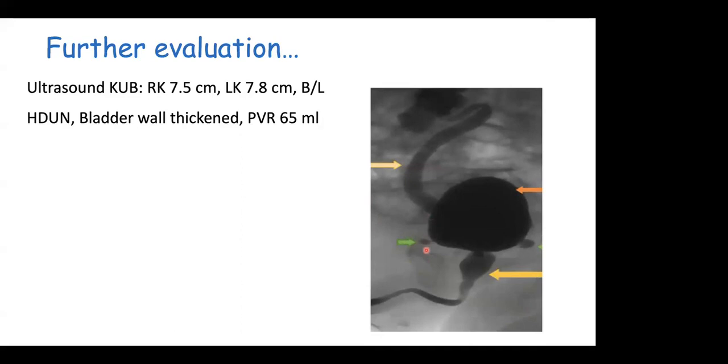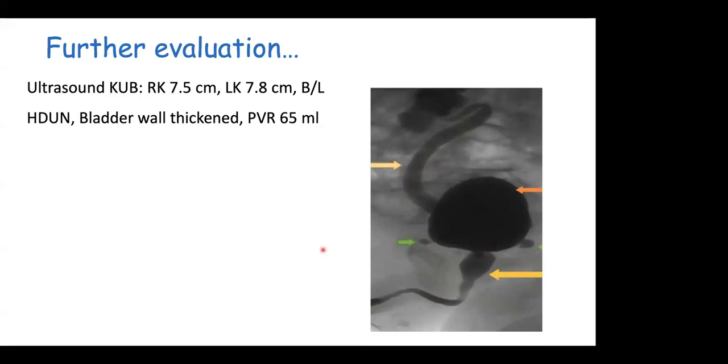So this is the MCU which you got in this child. Here you can see very clearly that there is a dilated posterior urethra. The bladder neck is also hypertrophied. You can see that there are diverticula in the bladder and you can see a nice reflux. So this is a typical picture of posterior urethral valves, dilated bladder with obstructive features. So most of the time you make a diagnosis of PUV right here.